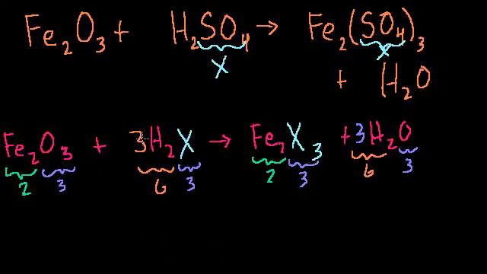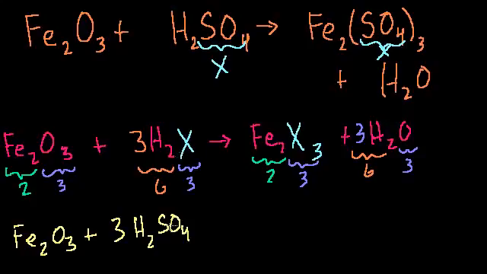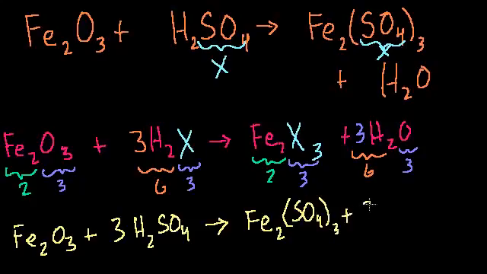So our equation has been balanced, and if we want to write it back in terms of the sulfate, we can just unsubstitute the X, and we're left with 1 molecule of iron oxide plus 3 molecules of sulfuric acid, H2SO4. I just unsubstituted the X with SO4, yields 1 of these molecules, with SO4 3, plus 3 molecules of water.